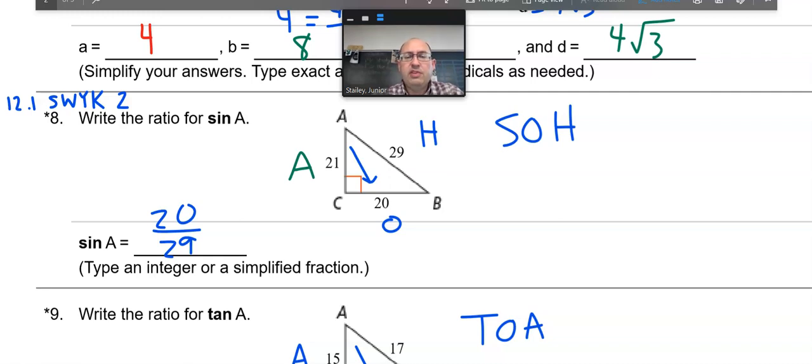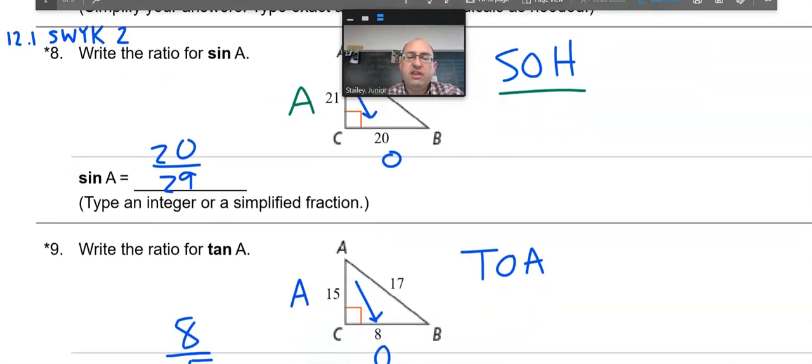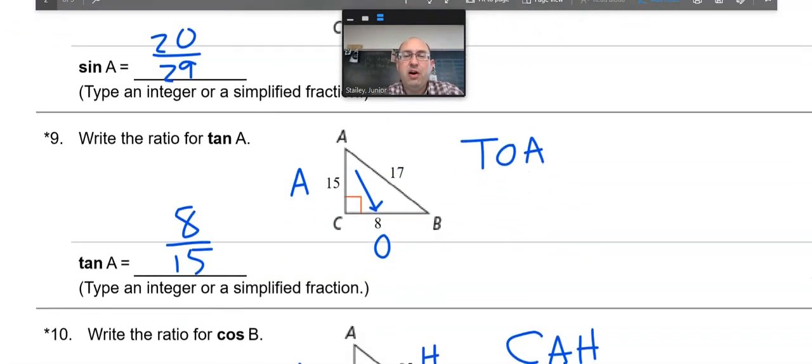Anyway, so opposite over hypotenuse is what we need for the sine, and that's why we use the three letters SOH, CAH, TOA, and that kind of stuff. Just a gimmick to try to get you to remember things. But 20 over 29, if it reduces, reduce it. MathXL does not like it if you don't reduce it. But if it doesn't, leave it alone, move on.